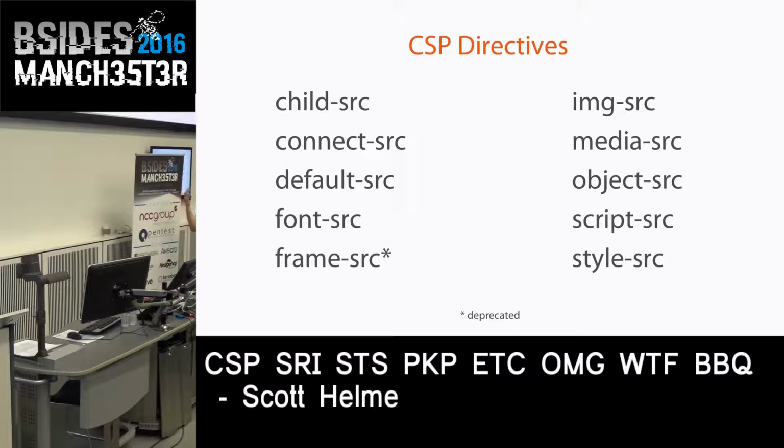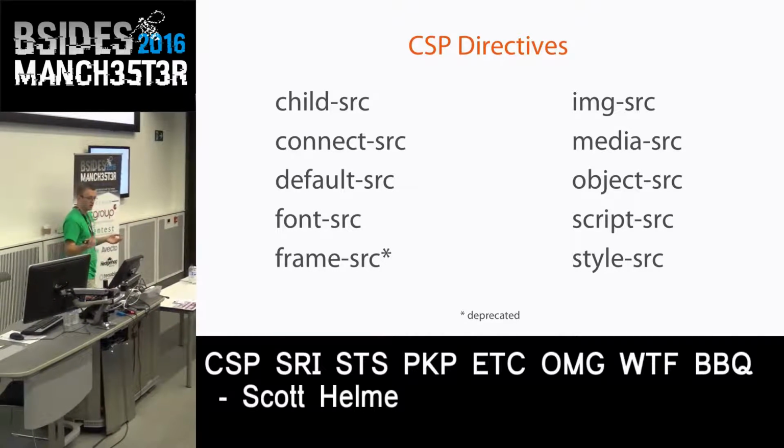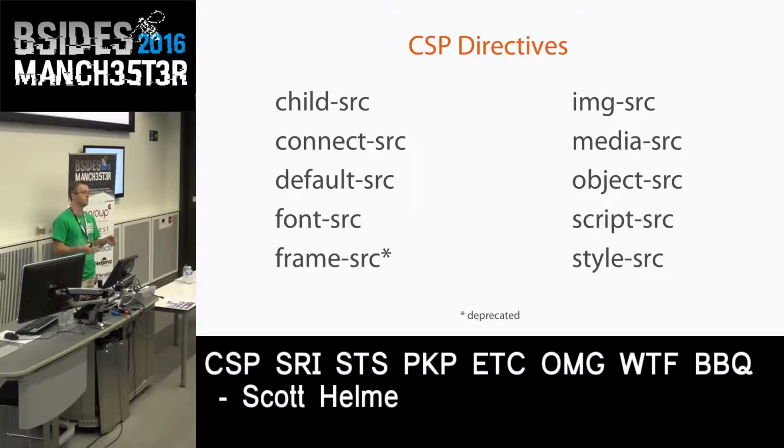And they're fairly self-explanatory. So we have image source in the top right. That details and lists the locations the browser is permitted to load images from. We've got the font source. So you specify the font source directive and list the locations that the browser is allowed to load fonts from.